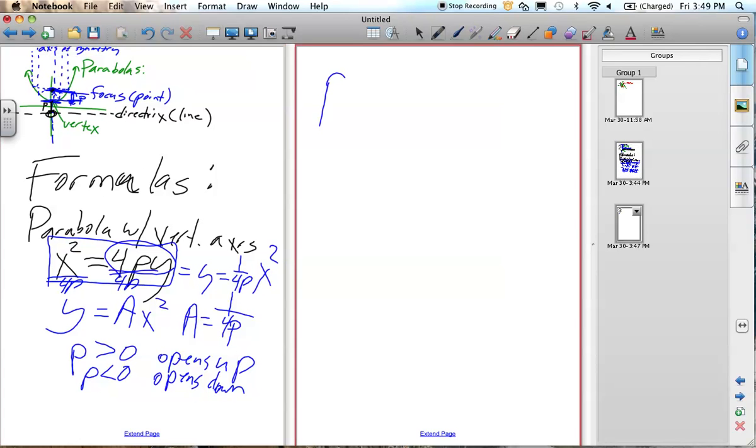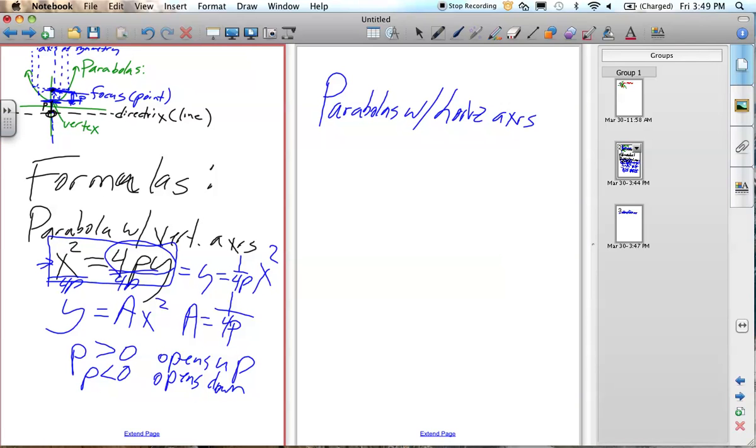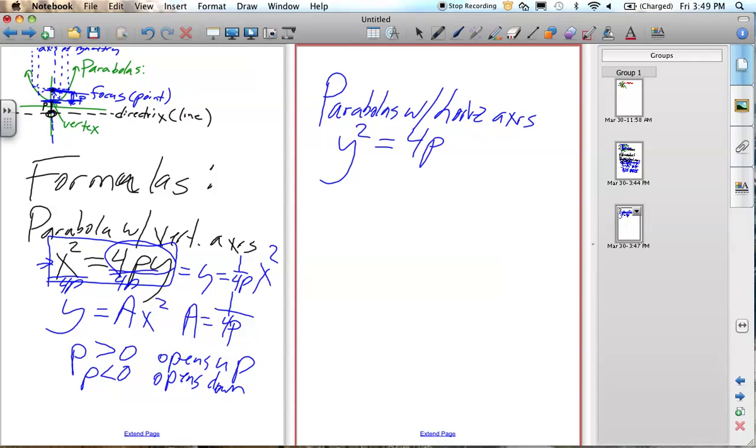Okay. We can also get parabolas with a horizontal axis of symmetry. And as you'd expect, basically the x and y squared here are reversed. So I'm going to have y squared equals 4px. And again, if p is greater than 0, it opens to the right. If p is less than 0, it opens left.